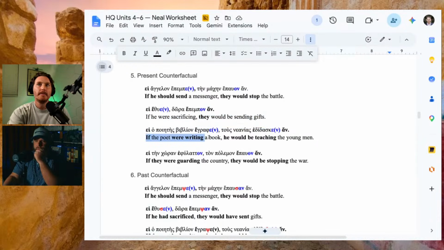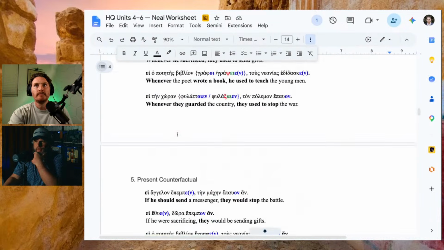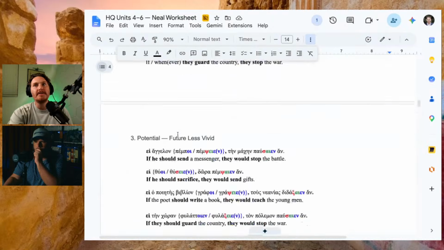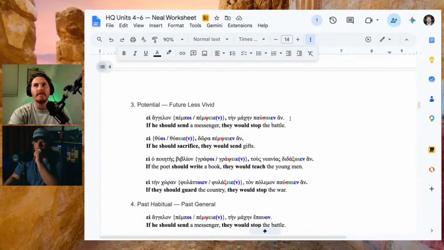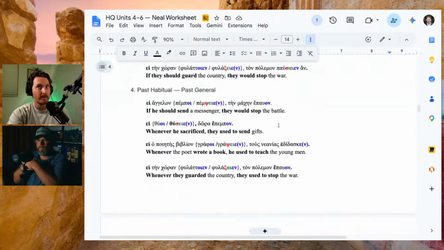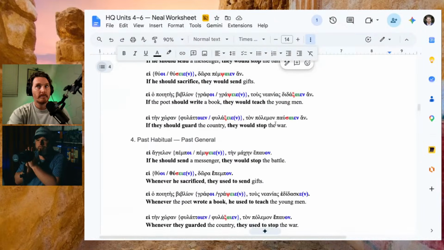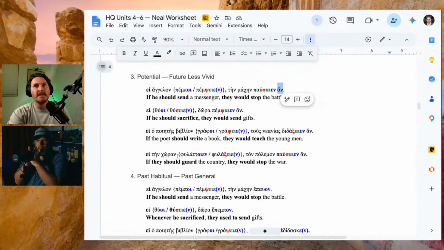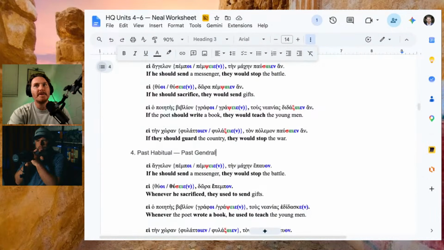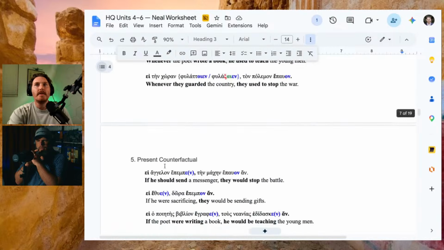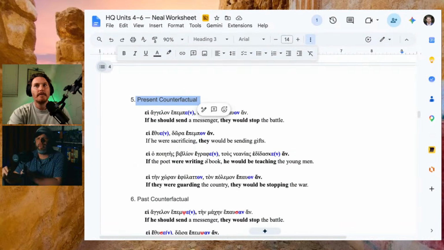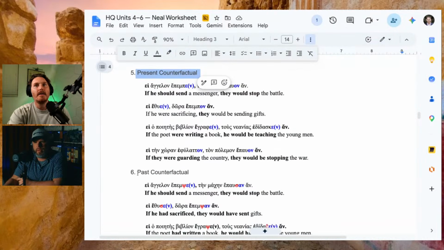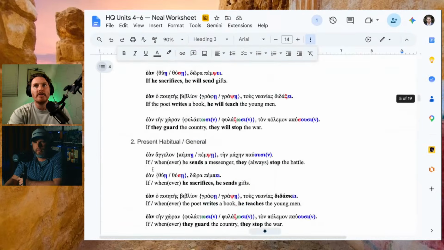So it's either future less vivid, or past general? Well, future less vivid is where you're using the optative mood on both sides of the equation, and you're marking the apodosis with an. Yeah, but you said past general. Okay, there's 2 past generals then. There's future less vivid. There's past habitual or past general, and then there's present counterfactual. Okay, and there's present general.